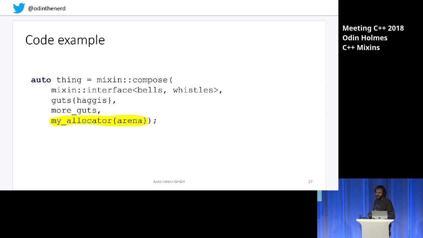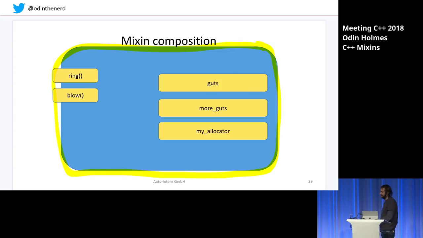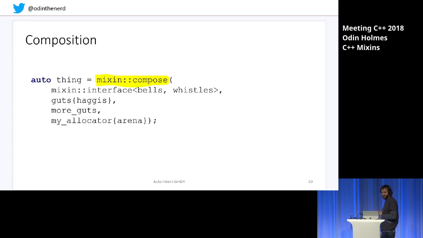But before we get into sort of the gory details, I wanted to go over sort of the terminology that I've come up with here so that we know what I'm talking about in any given part of the talk. The composition refers to the whole thing, right? I have a composition of Mixins. It's what the compose function returns.